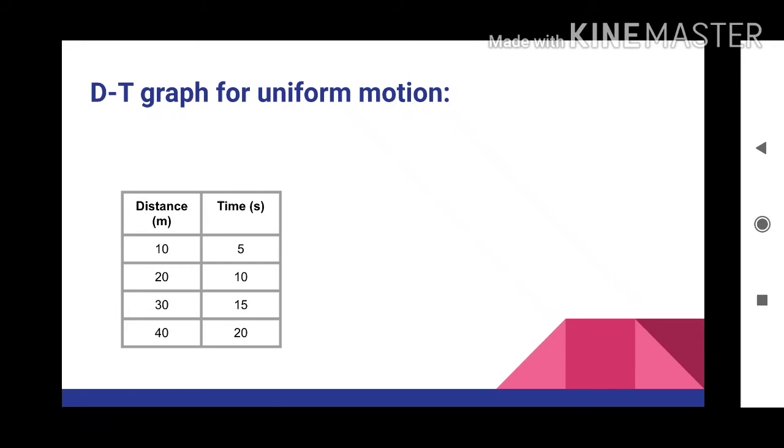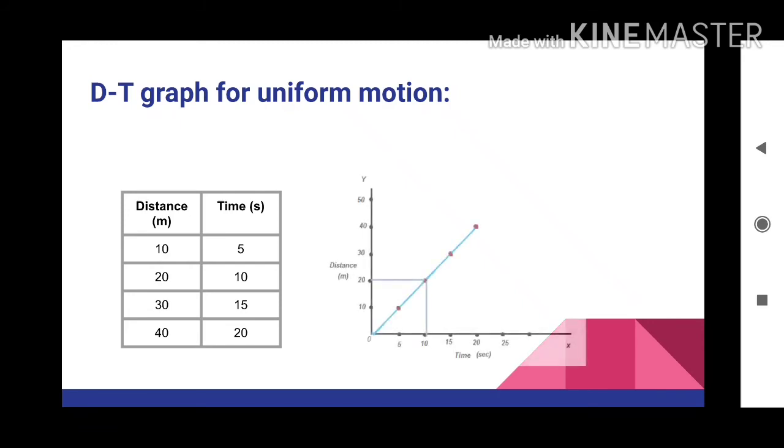So take time on the x-axis, you can pause the video and draw the graph. Take time on the x-axis and distance on the y-axis and plot the graph. It should look something like this. You can see time on the x-axis and distance on the y-axis, and the scale is different: on the y-axis it is 10, 20, 30, 40, whereas on the x-axis the scale is 5, 10, 15. The scales are different. So writing scales is extremely important, children.